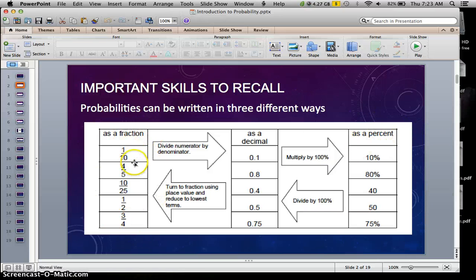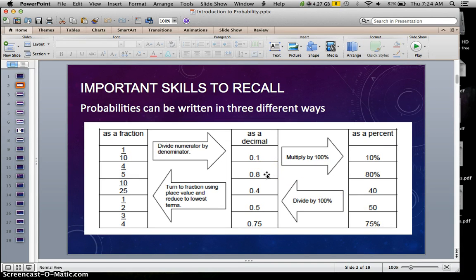For example, for 1/10 as a fraction, in order to get that to a decimal, I divide the numerator by the denominator. So I'm taking 1 and dividing it into 10. When you do that on a calculator, you'll get 0.1. Now to change 0.1 into a percent, you multiply by 100% to get our 10%. To go the other way, if I have a percent, I can divide it by 100 and that will give me the decimal.